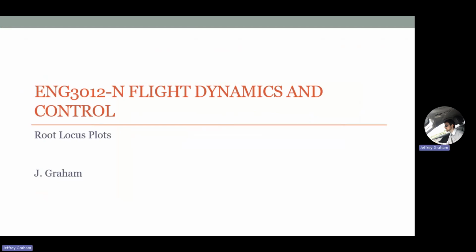To the next session here on root locus plots. This is a particular type of control system analysis to determine whether we've got stability, a system's unstable, or in some instances, neutrally stable.